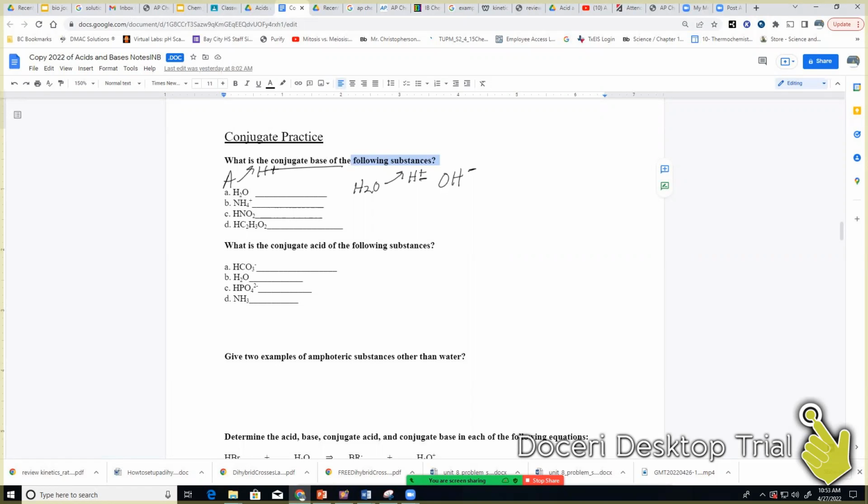NH4, once again, it's going to lose one hydrogen. So it would go down to NH3. It was positive and it lost that positive. So now it's neutral. All right, why don't y'all try the other couple on there?